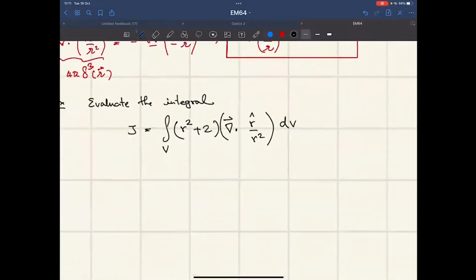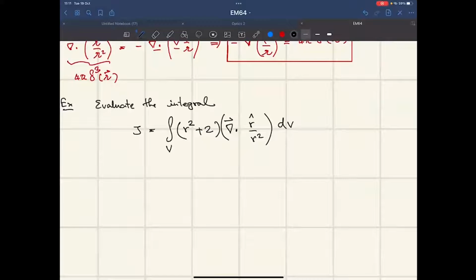Okay. And this thing is actually very simple here. We know that this thing is equal to what? Equal to 4 pi Dirac delta function of 3 dimensions of r here, right? And so our integration is really simple here, and 4 pi.